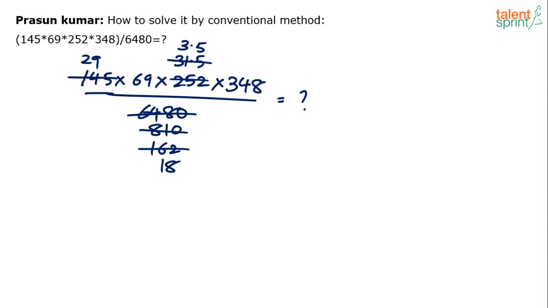348, 180, 360, not possible. By 9 again, not possible. By 3, maybe yes, by 3. So this is 3 into 23, 3 into 6. Multiply 29 with 23. 29 with 23.